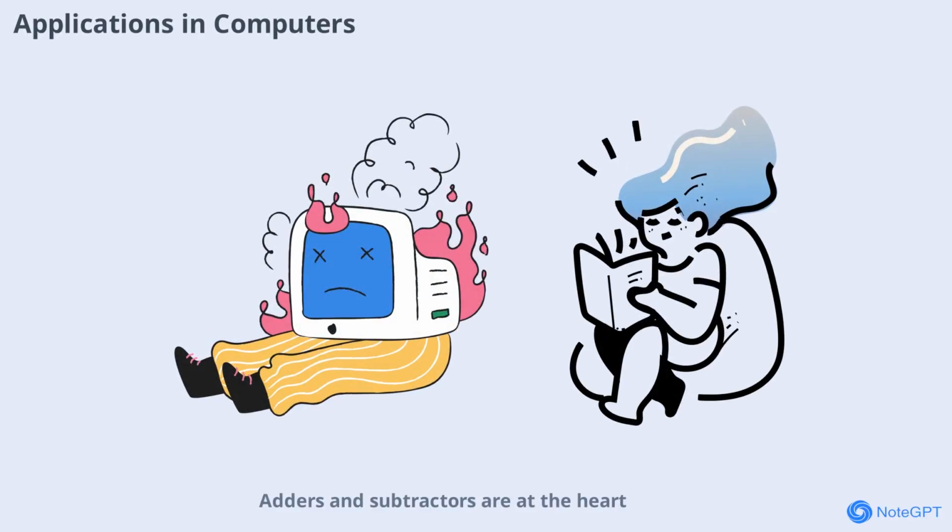Adders and subtractors are at the heart of every computer's arithmetic logic unit, ALU. They enable processors to perform calculations, from simple addition and subtraction to more complex operations. Understanding these circuits helps explain how computers process data and execute instructions.